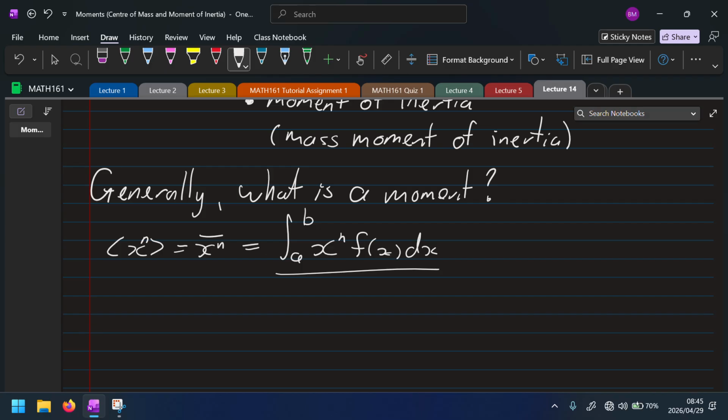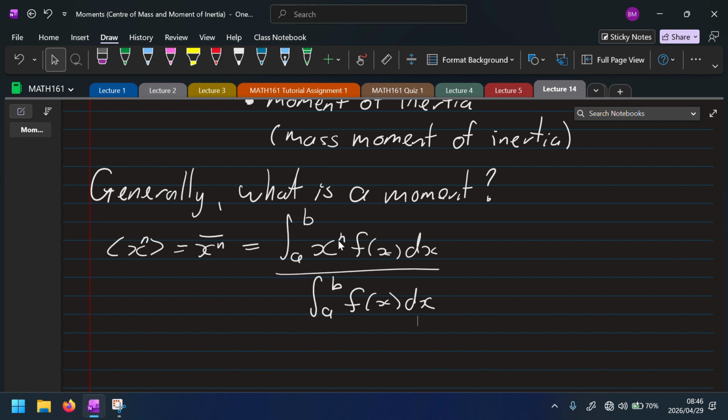Sometimes this is normalized. We divide this by the integral from a to b, f of x dx. So usually in general, we write it like this with that normalization at the bottom. Otherwise, we leave that out if the function is already normalized. Okay, so this is what we have. This n over here in the exponent tells us which type of moment this is.